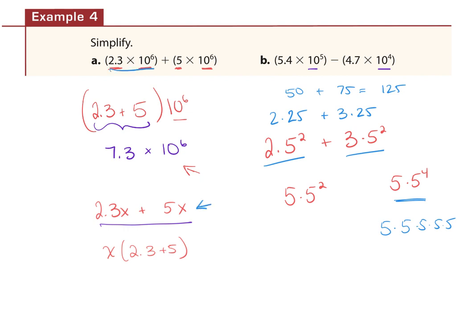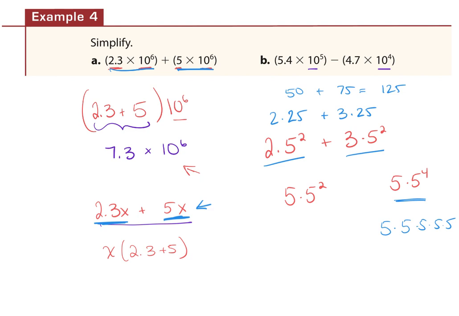So it's just like terms. This is 2.3 times 10 to the 6, just as like this is 2.3 times x. This is 5 times 10 to the 6, just like this is 5 times x. We don't have x squared at the end of this problem because we're adding 2.3 x's and 5 x's. We're going to get 7.3 x's. You're adding 2.3 10 to the 6's and 5 10 to the 6th. We're going to have 7.3 10 to the 6th.